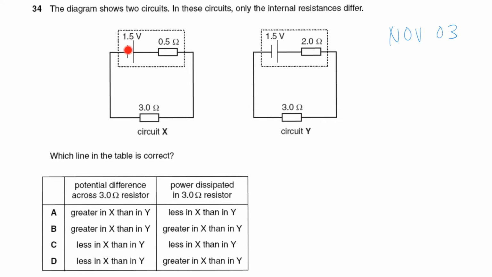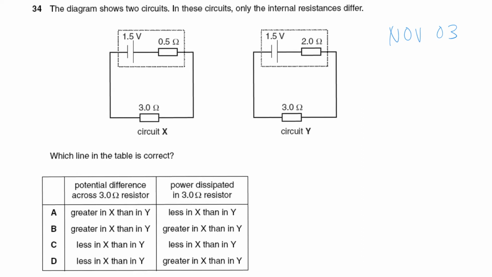Because you see, the 1.5 volts divided, this one will take most of the 1.5. Whereas the 1.5 divided between these two, this will take more, but not most of it. So this PD is still bigger than this PD. So therefore, you can say that the answer is either A or B.